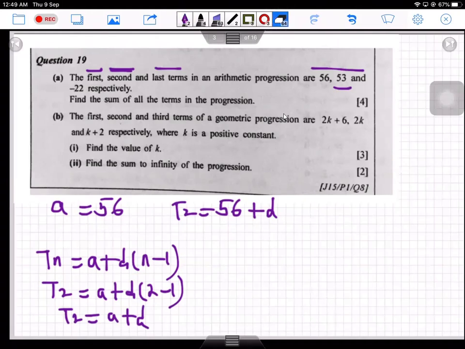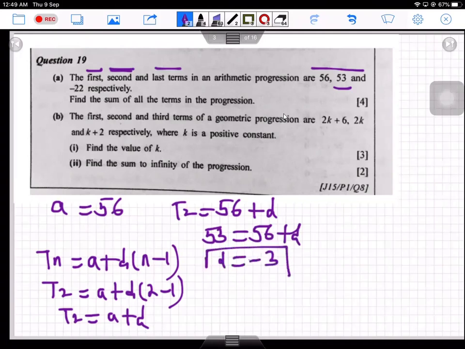So since we know the fact that 53 is equal to 56 plus d, therefore we can say that the common difference is supposed to be minus 3. That is 53 minus 56. And the last term is basically minus 22. We know the first term of the arithmetic progression. We know the common difference, which is minus 3. We can actually find how many terms are in this arithmetic progression.